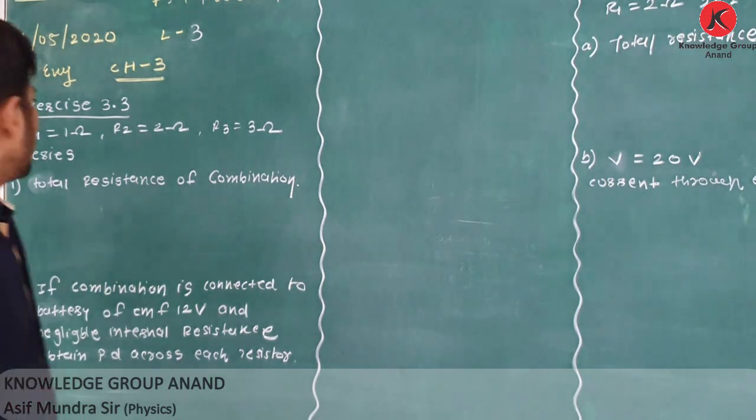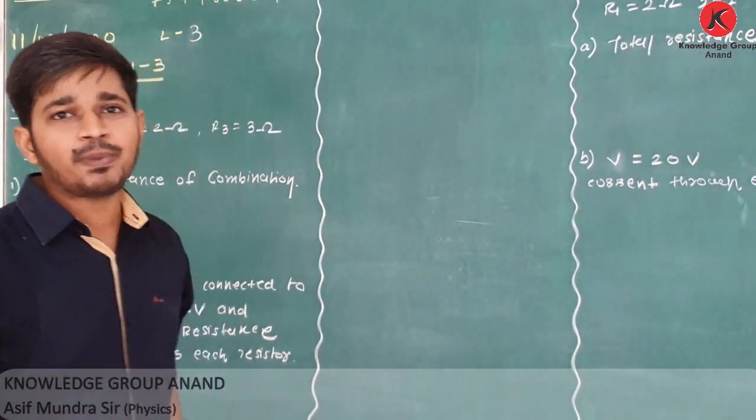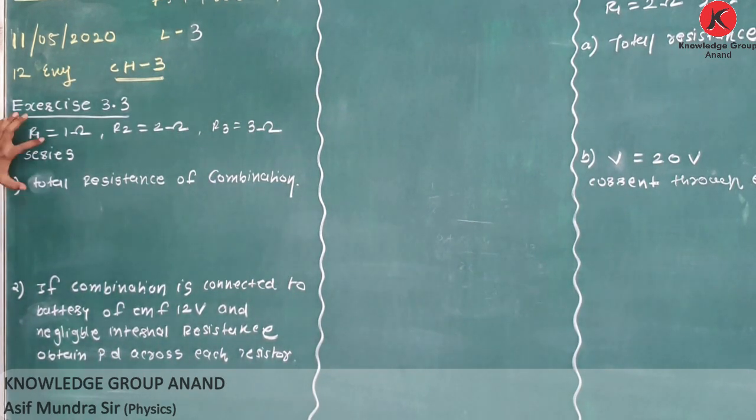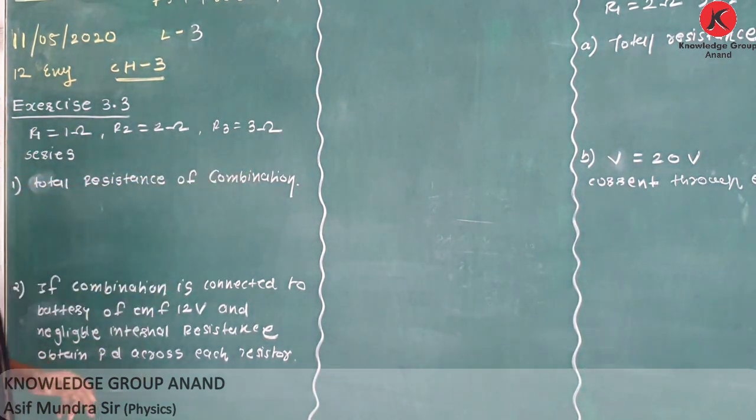Okay, now we will see some questions based on series and parallel connection. See, exercise 3.3. 1 ohm, 2 ohm and 3 ohm resistors are connected in series. First question is, what is total resistance of combination? Yes, for series connection it is easy.